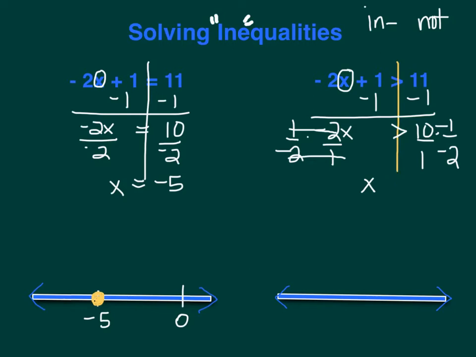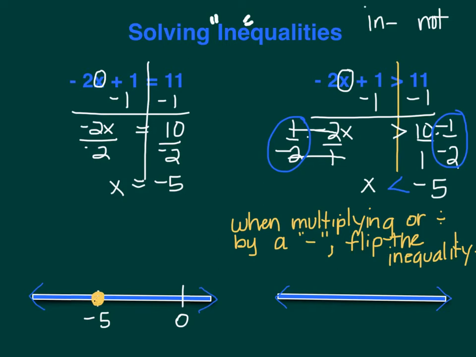Now, here's what we have to remember: when we multiply or divide by a negative, we must flip the inequality. So let's pause the video right now and write that rule down.